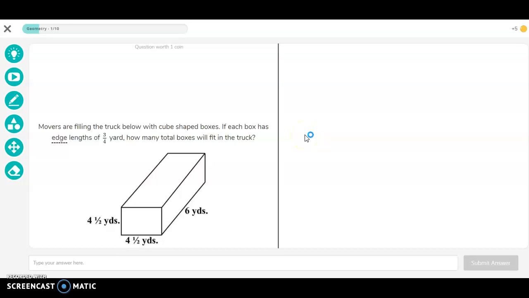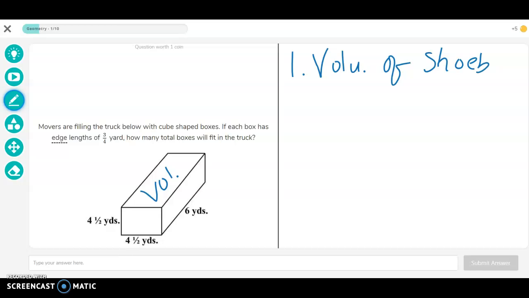If each box has an edge length of 3/4 of a yard, how many boxes will fit in the truck? This is the same thing. So you need to find the volume of this box first, then the volume. So let's see, volume of the truck, I guess I should say. They tell you that part.